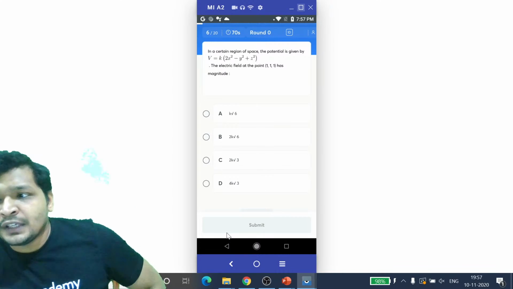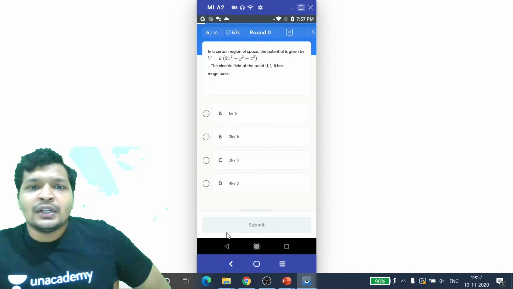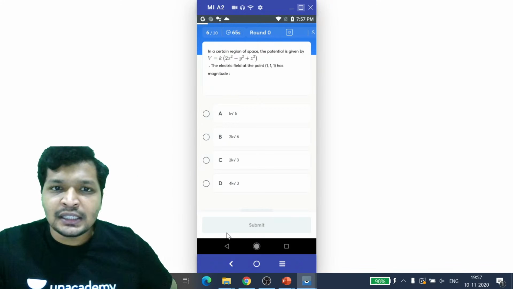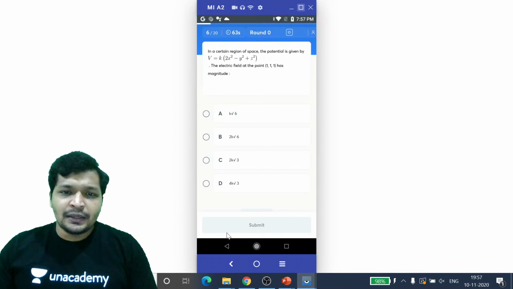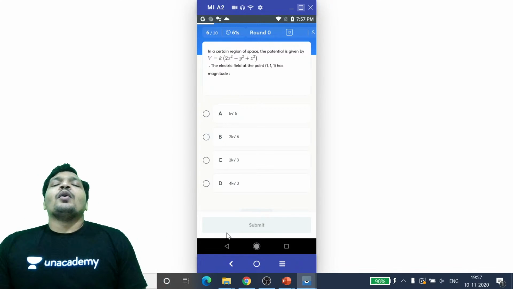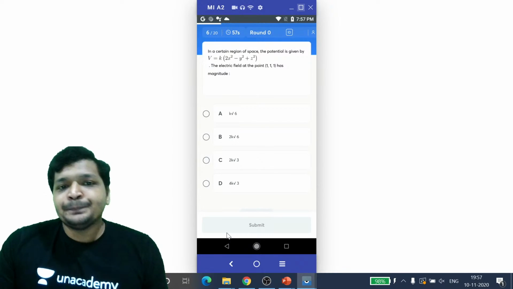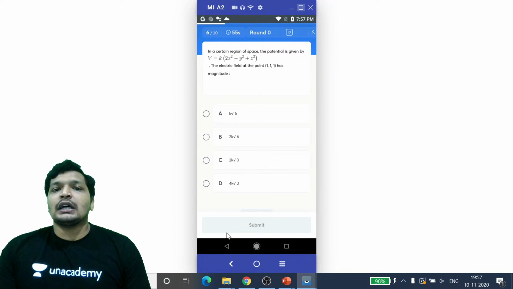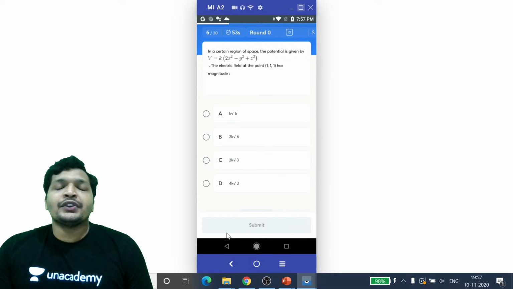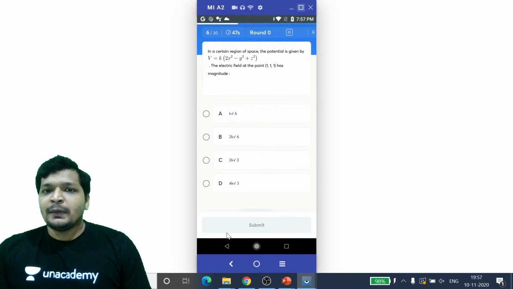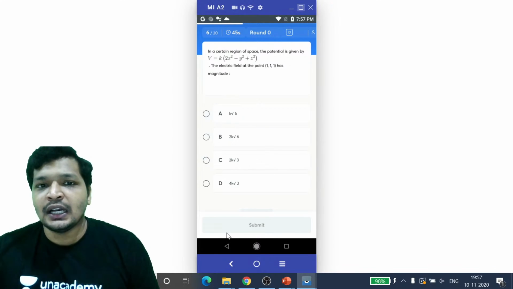Alright, we are on the next question. In a certain region of space, the potential is given by V is equal to K into something. We'll take up this problem today and solve it as well, because we need to do this part. We haven't done it earlier. But how do you do this kind of question, guys?